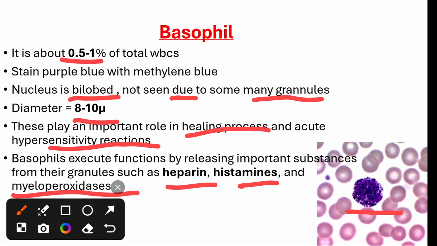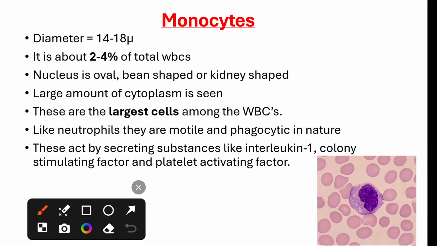Here is the microscopic picture of the basophil, which contains so many granules. Then monocyte. Its diameter is 14 to 18 micrometer and it is about 2 to 4% of total WBCs.